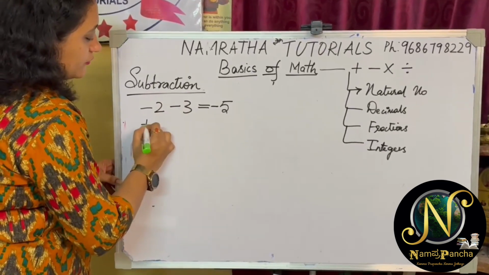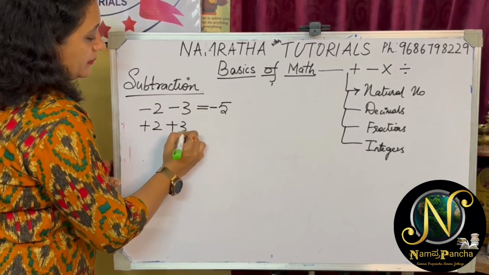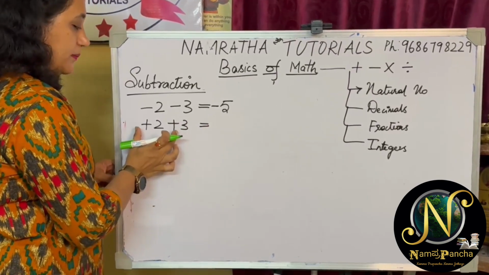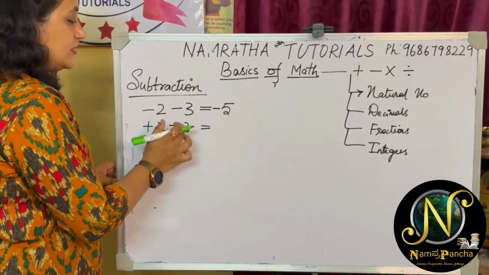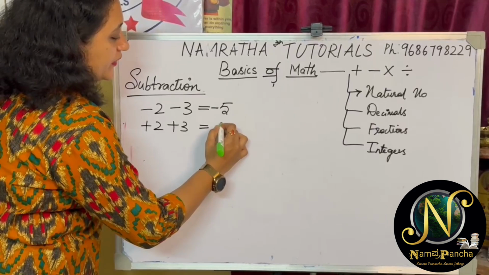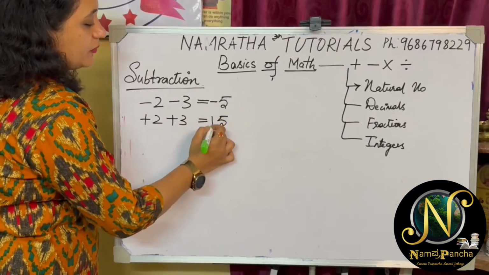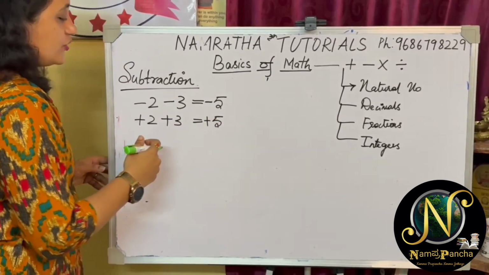Same numbers I'll take with positive signs, plus 2 and plus 3. Here also both are plus, so we have to perform addition. 3 plus 2 is 5. Since 3 has plus sign, we will put a plus here. I'll teach you the next concept.